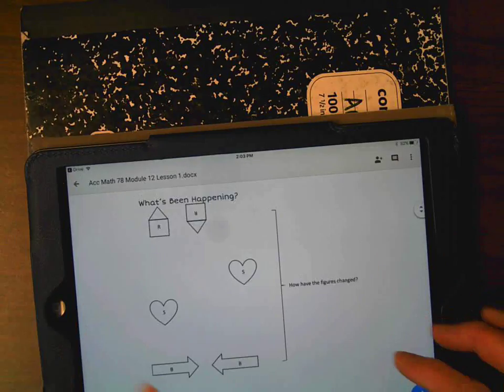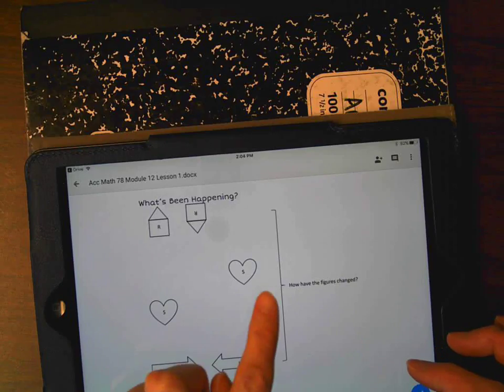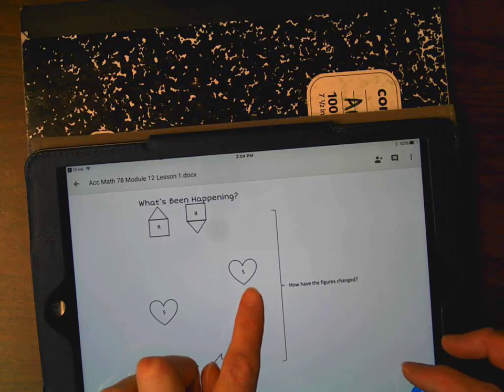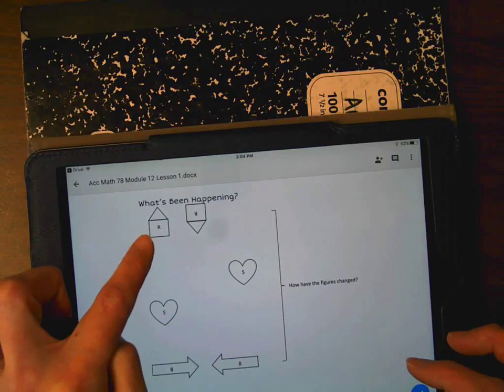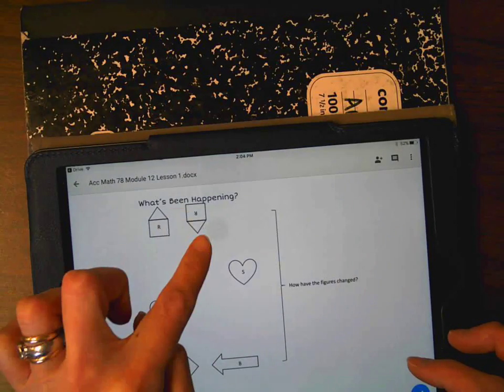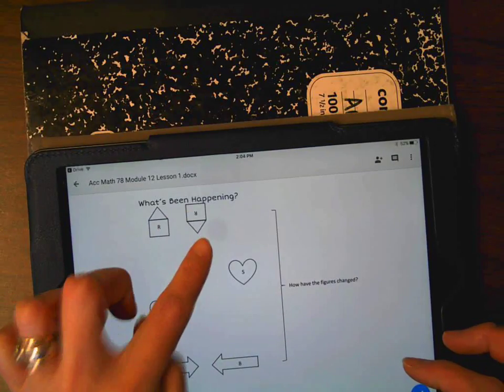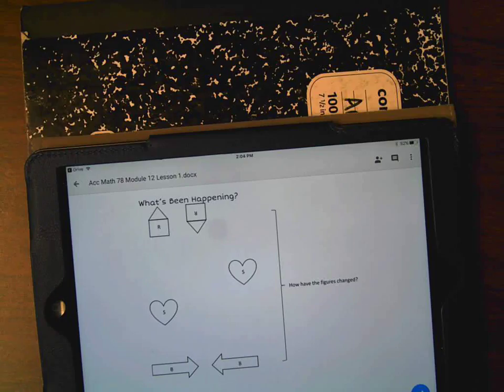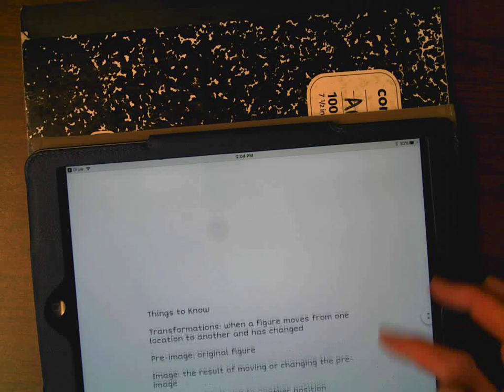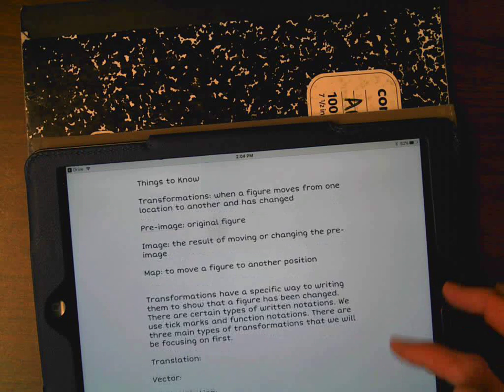So we would say up here, this arrow is mapped to this arrow by a reflection. This heart is mapped to this heart by a translation. This house is mapped to this house by a rotation. So mapping tells you you're taking your preimage and you're figuring out how it became the image. That's what mapping means. Okay?